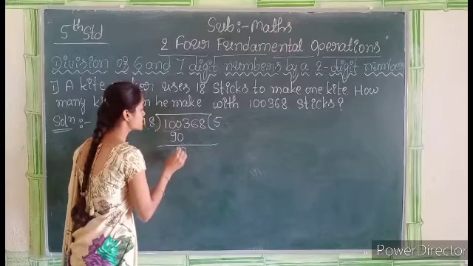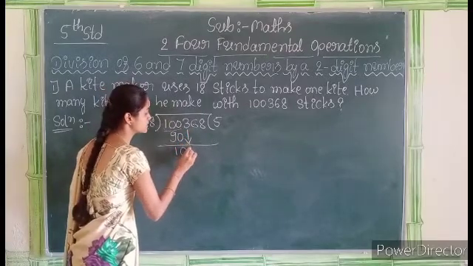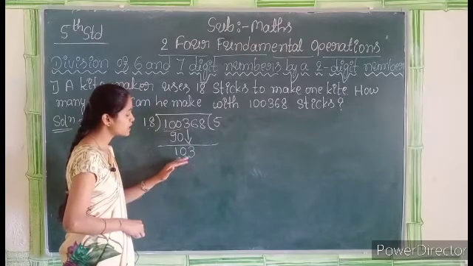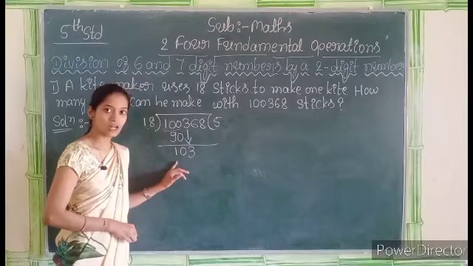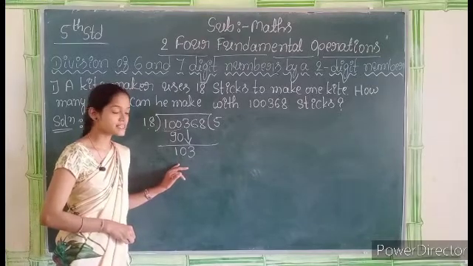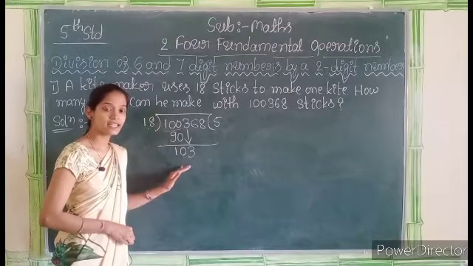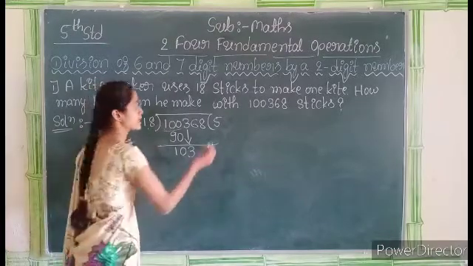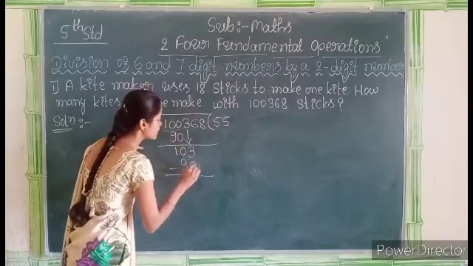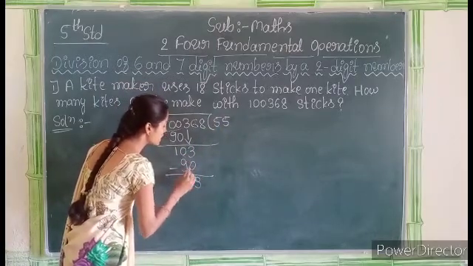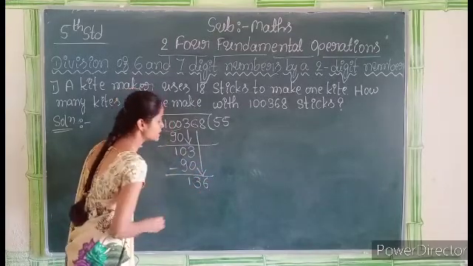0 minus 0, 0, 10 minus 9, 1. We have to bring down this 3. Now we have to consider 103 as dividend. Okay, 18 6 are 108. That 108 is greater than this 103. That's why we have to consider 18 5s are, that is 90, 5 as quotient, then 90. 3 minus 0, 3, 10 minus 9, 1. We have to bring down this 6.